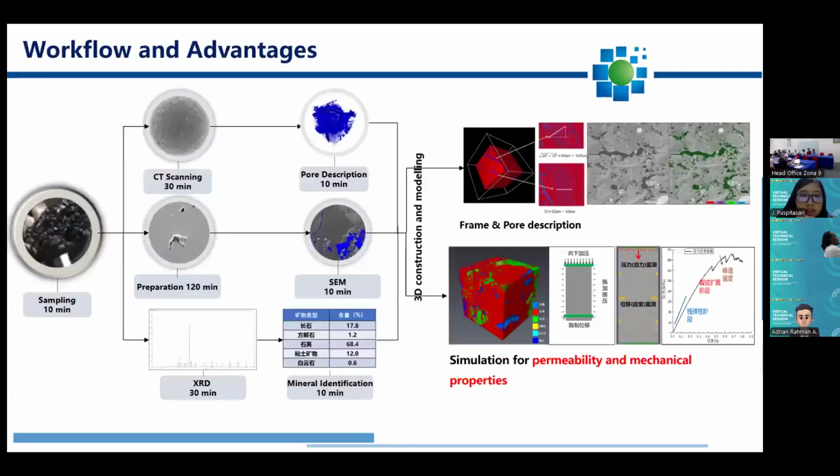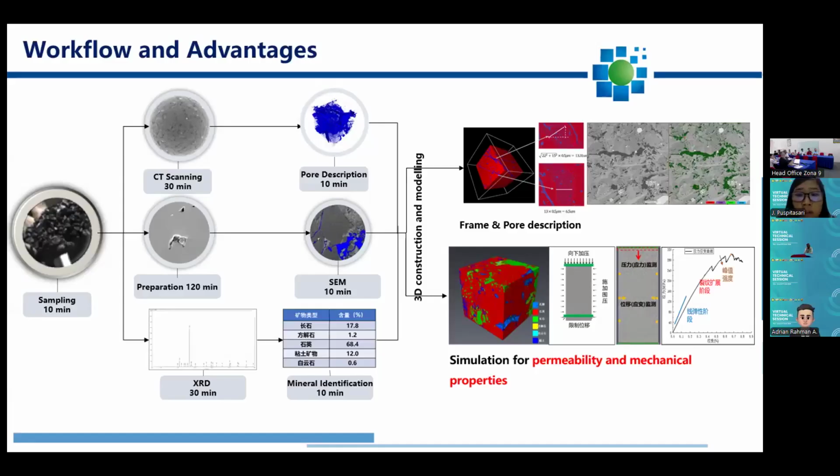This is the process, which I'm not going to go through in detail. Basically, you take sidewall cores or cuttings, in this example, through three major steps that I would like to describe. How the CT scanning works is we shoot multiple, up to 1,000, 2D sections of the rock, then combine all the hundreds or thousands of 2D images together to reconstruct the rock into a 3D model.